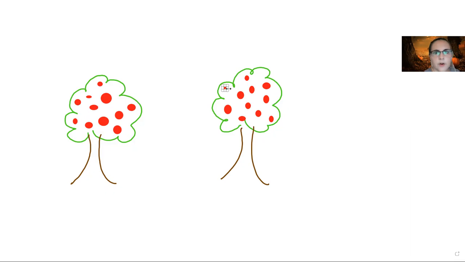In the first tree, we have a total of 1, 2, 3, 4, 5, 6, 7, 8, 9, 10, 11 apples. In the second one, we have 1, 2, 3, 4, 5, 6, 7, 8, 9, 10, 11. I'm really stuck on that number 11. My goodness, didn't even try to do that.